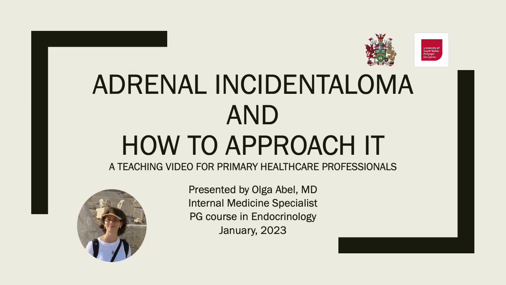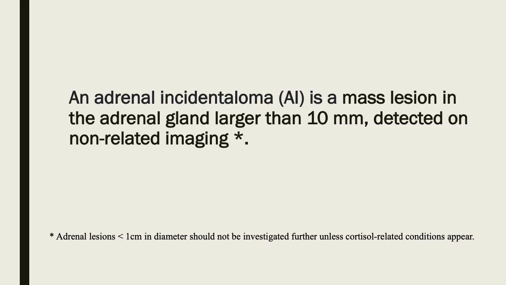Hello! In this video, we will talk about adrenal incidentaloma and how to investigate it. An adrenal incidentaloma is an unforeseen mass lesion in the adrenal gland greater than 1 centimeter discovered during an investigation for an unrelated condition. This tutorial will define what investigations should be done in these cases and how to detect high-risk adrenal lesions that require a specialist assessment.